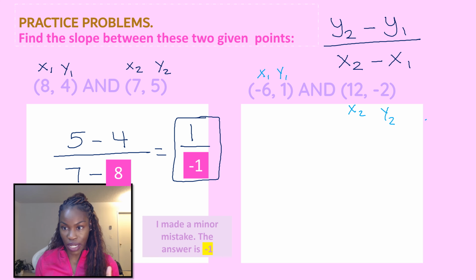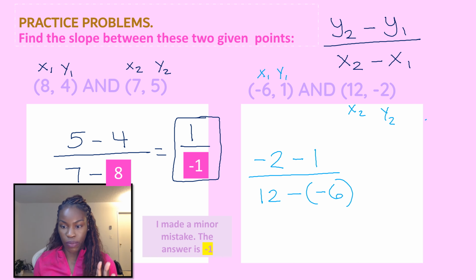So, let's go ahead and plug it in. So we have -2, because that's our y2, minus 1, over, or divided by, 12 minus -6. Okay, so we're subtracting a negative, right? So we have to make sure we don't miss that negative there.